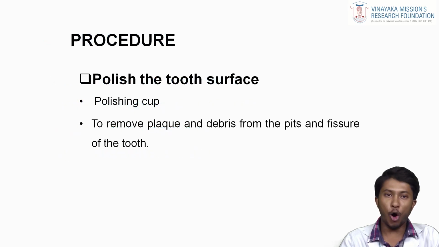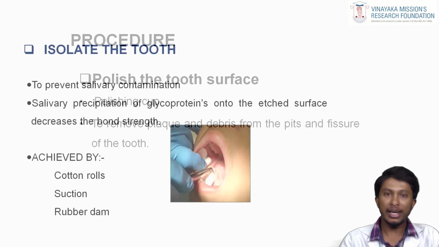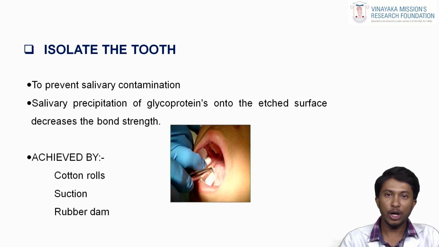Let us see in details all steps. First we have to polish the tooth surface using a polishing cup to remove plaque and debris from the pits and fissures of the tooth. Then next we have to isolate the tooth to prevent salivary contamination, as salivary precipitation of glycoproteins onto the etched surface decreases the bond strength. This can be achieved by using cotton rolls, suction or rubber dam.